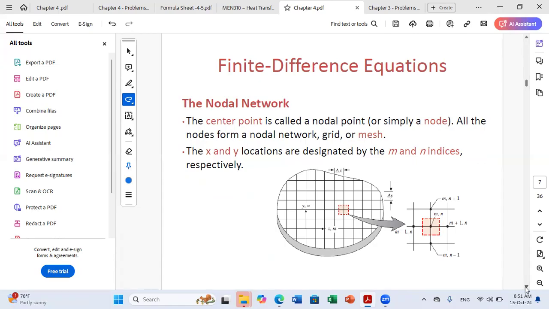Now, the center point is called a nodal point or simply a node, and all the nodes form a nodal network, grid, or mesh. The x and y location are considered by m and n indices, and then we can vary m and n in order to cover the whole domain.